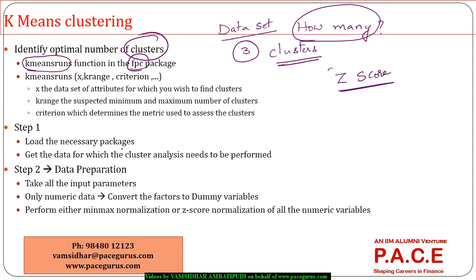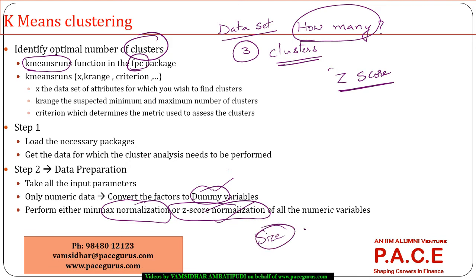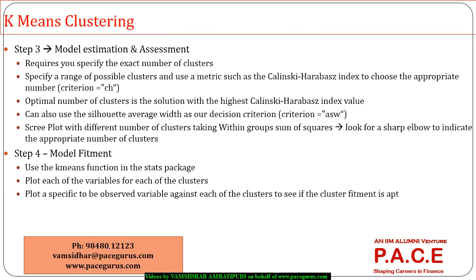So we have loaded the necessary package, got the data, and taken only numeric data. If there are any factors, we need to convert them into dummy variables. We have performed the z-score normalization to remove the size factor. We did not look at the minimax normalization; probably that's one more solution that we can very well look at.